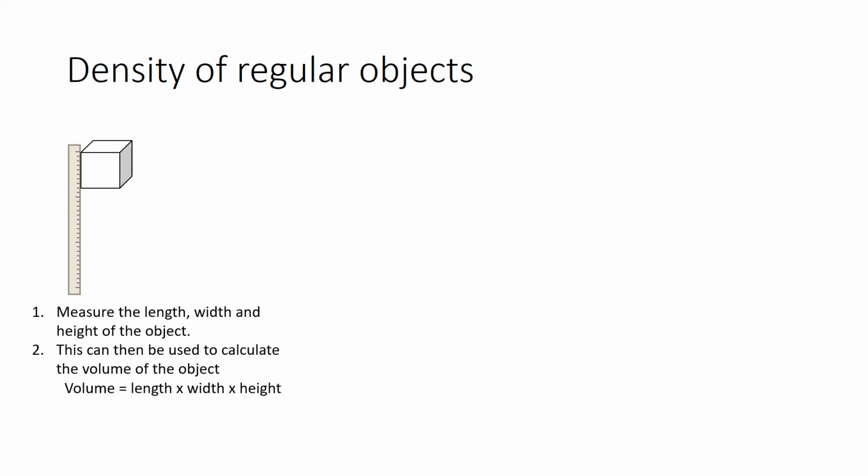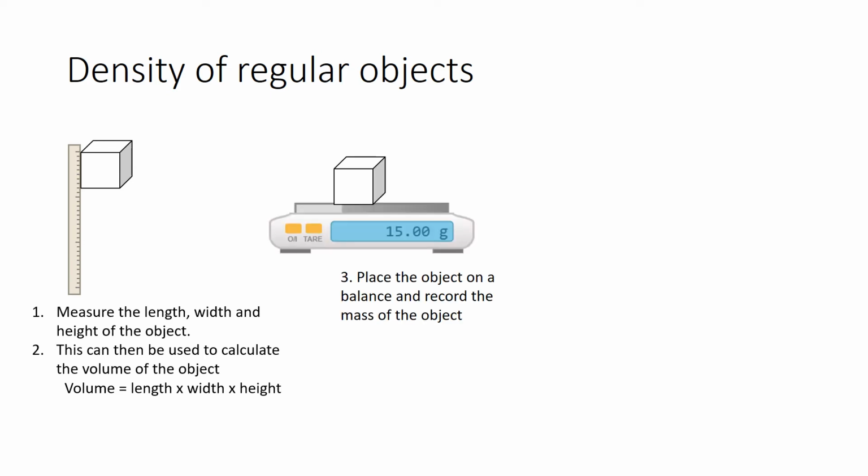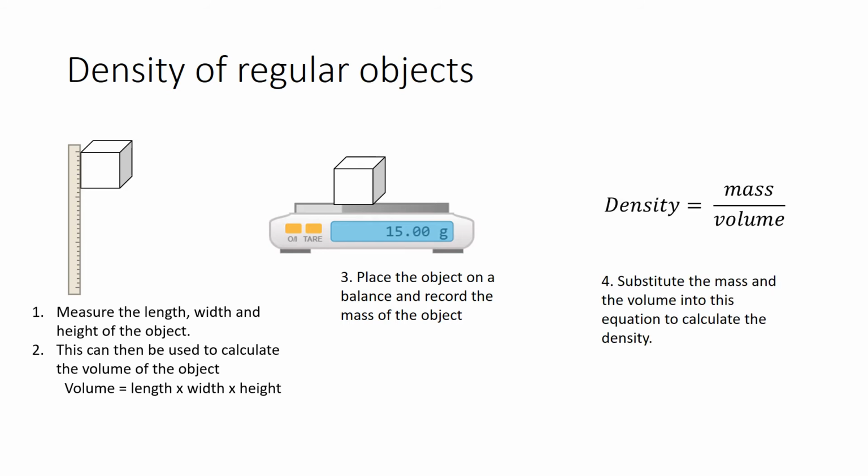When we've got that, then we can calculate the mass by placing the object on a balance and recording the mass of that object. Make sure that you have zeroed that balance first. As you can see on the image, you can see a button that says tare. That resets that balance to 0 before you place the object on it. Once we've got the mass and the volume, we can substitute those numbers into the equation density equals mass divided by volume.